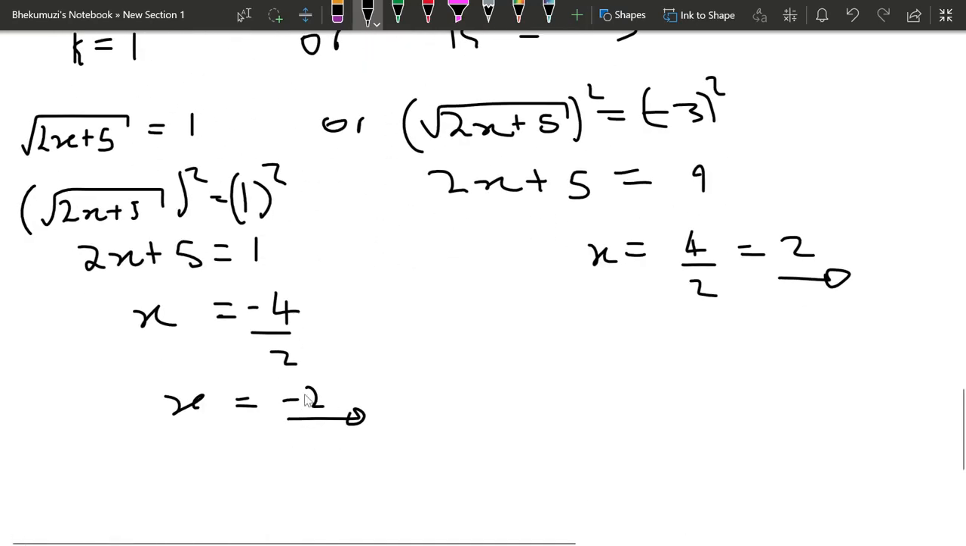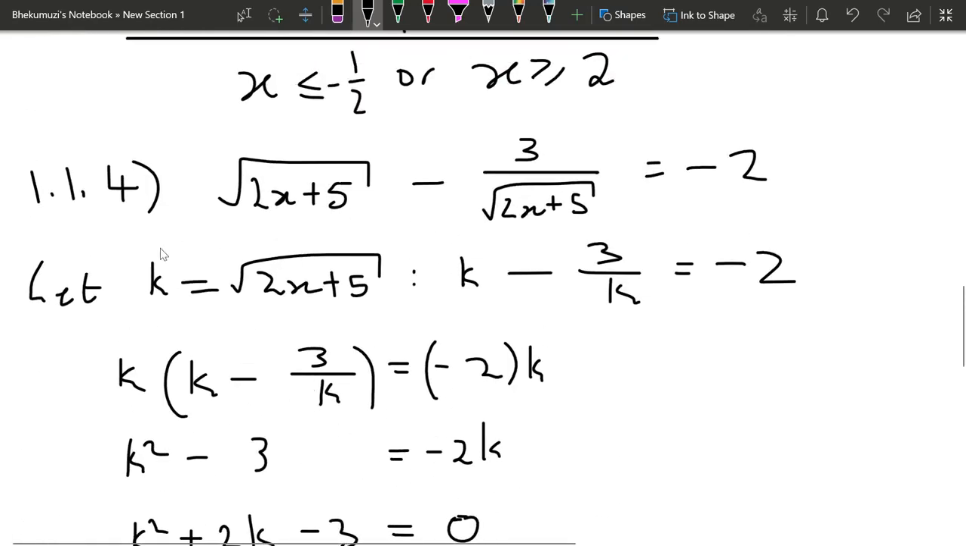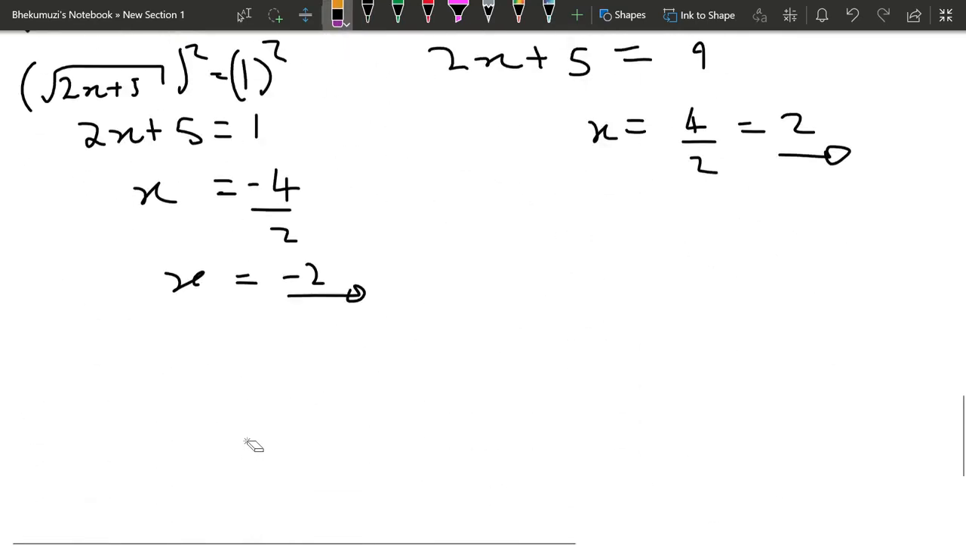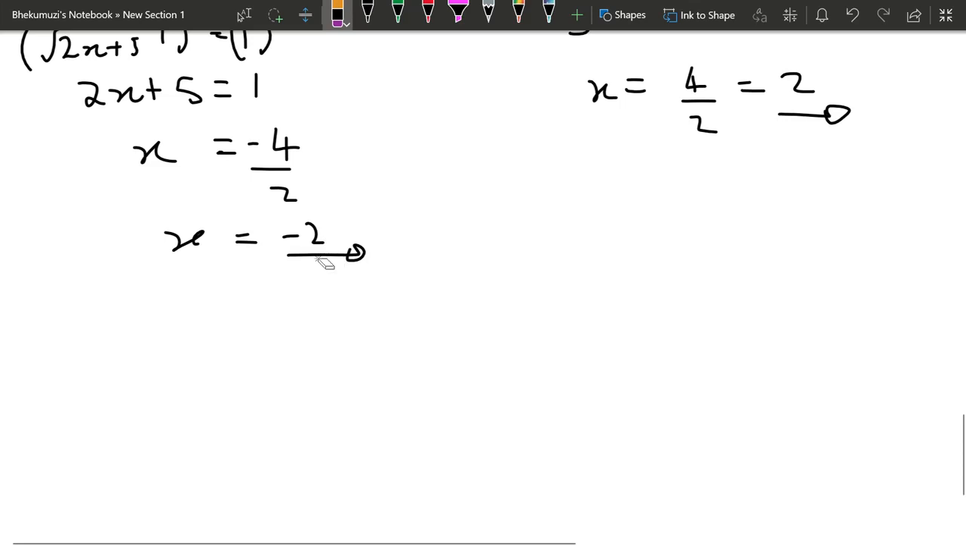So let's take minus 2, for instance. If we take minus 2 in this case, 2 times minus 2 gives us minus 4, plus 5, that's just 1. So that is actually the square root of 1. So we know that the square root of 2x plus 5, when x is minus 2, is just 1, right? So then that would be 1 minus 3 over 1, and that does give us minus 2. So definitely the first solution, x equals minus 2, is correct.